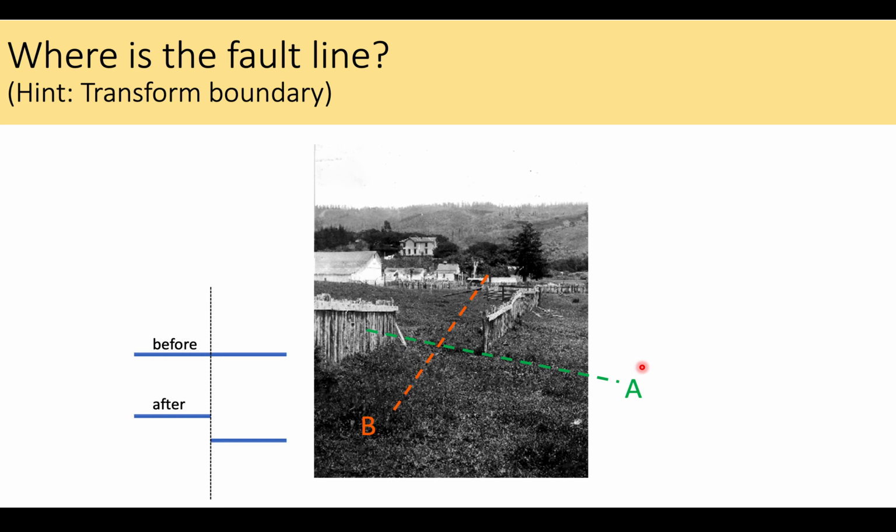Oh, and here is the before as the straight fence. Here is the after. So here would be our fault line. So before it was a straight, nice fence. Afterwards, we had displacement of the right side of the fence moving towards us, towards the observer. So this is a right lateral strike-slip fault. And the offset is always going to be along that fault line.